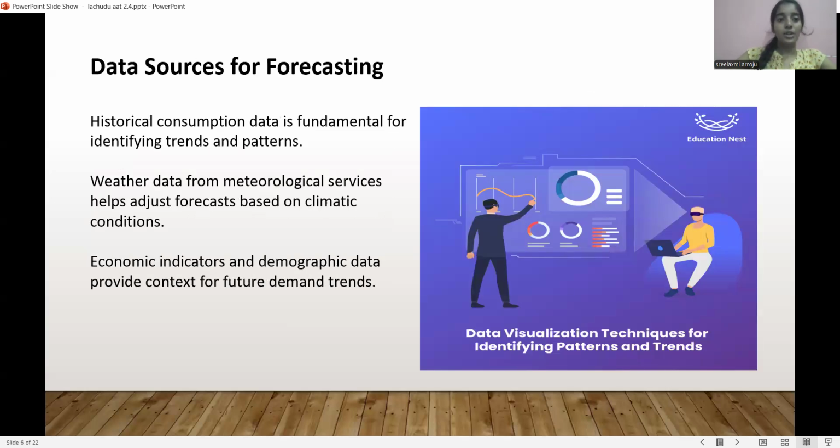Data sources for forecasting. Historical consumption data is fundamental for identifying trends and patterns. Weather data from meteorological services helps adjust forecasts based on climatic conditions. Economic indicators and demographic data provide context for future demand trends.